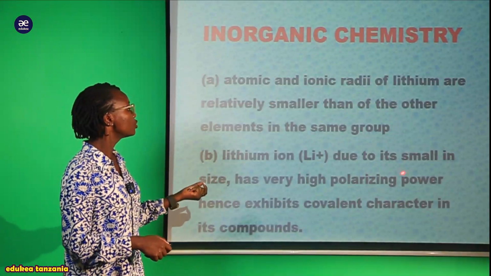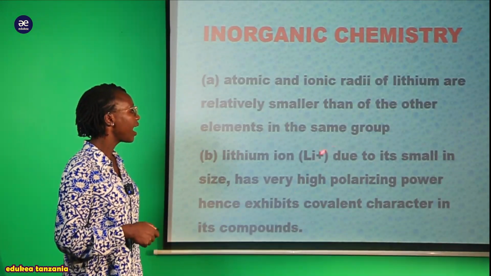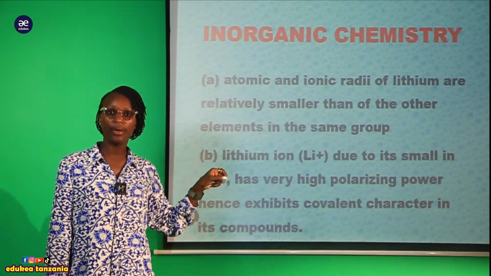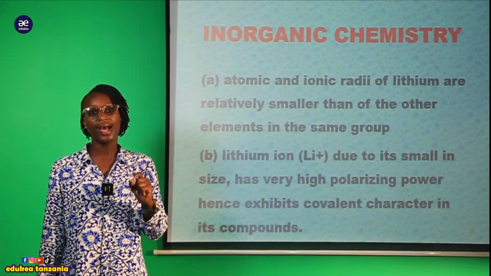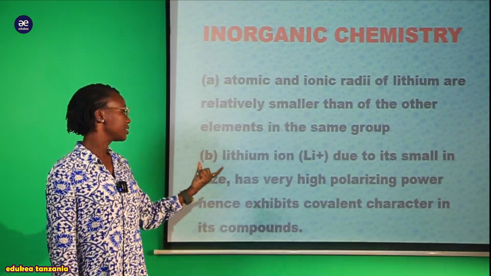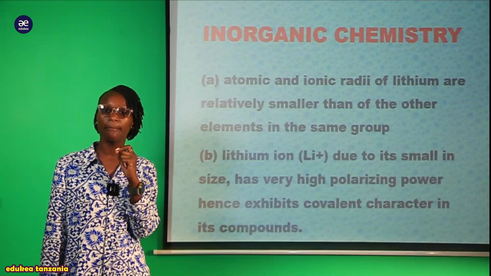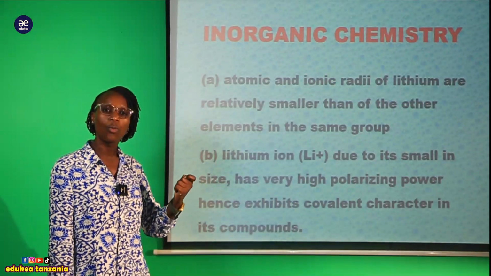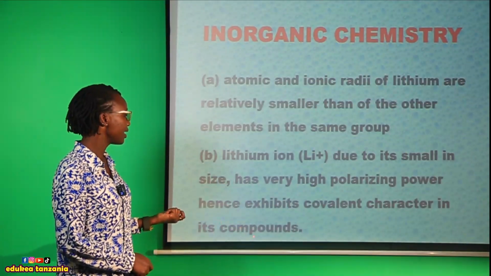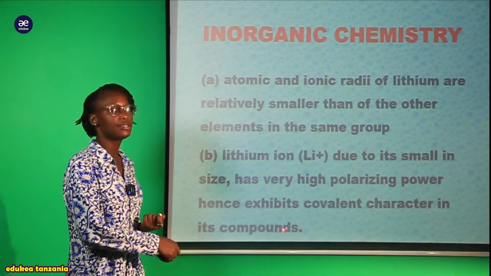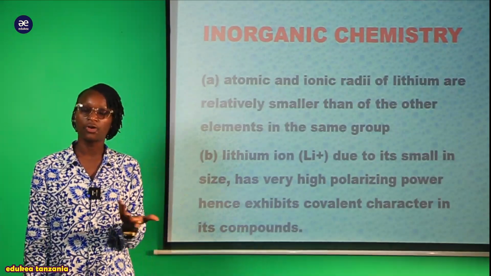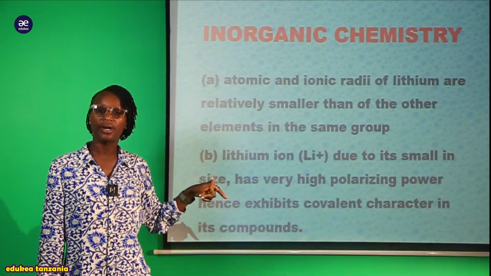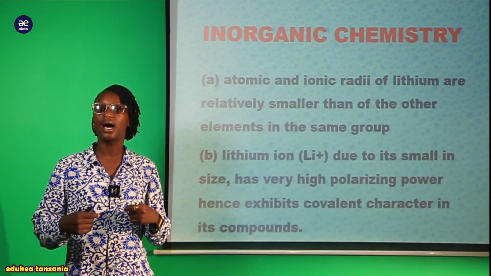Now it says that due to its small size, it has very high polarizing power. So according to this situation, because the lithium ion has a small size, it exhibits very high polarizing power, the ability to do this polarization, it has great capacity. It says hence it exhibits covalent character in its compounds. So you know the properties of covalent character. So you will see that due to its high polarizing power, it exhibits the character of a covalent compound.